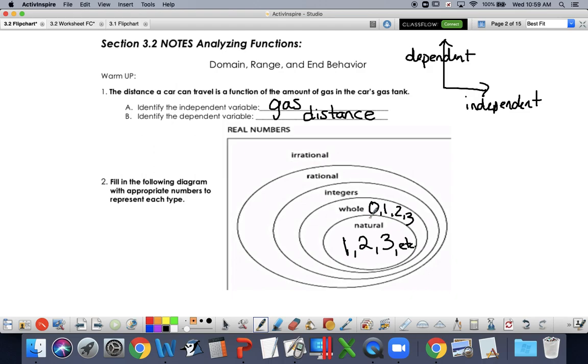Now integers, those are positive and negative whole numbers, so it could be -5, -99, or it could also be 6, 146, right? It could be both positive and negative whole numbers. Now, a rational number is a number that I can write as a fraction. So if I'm able to write it as a fraction, it is a rational number.